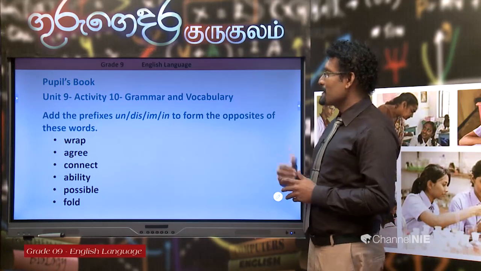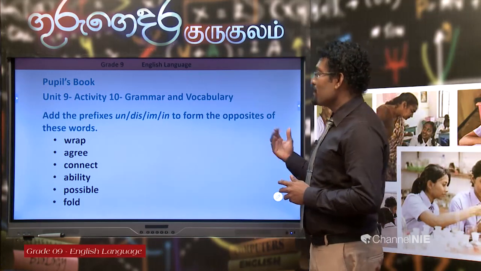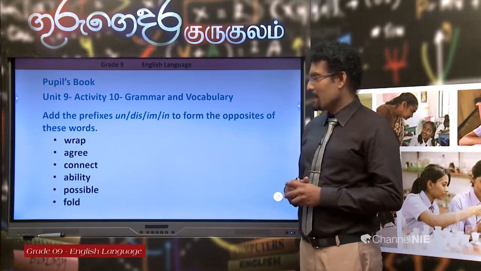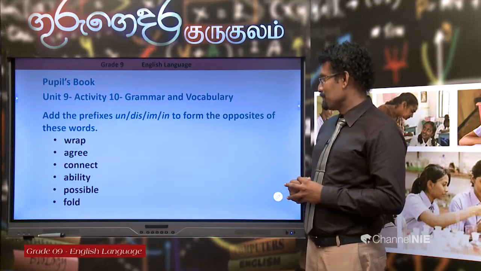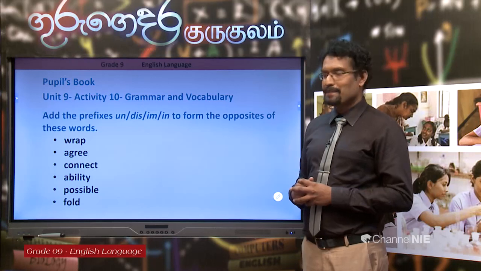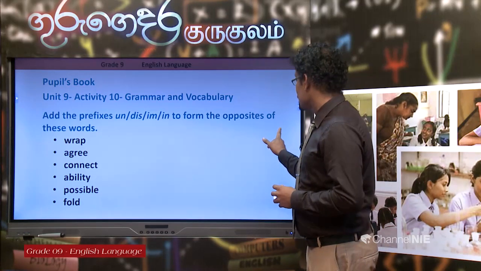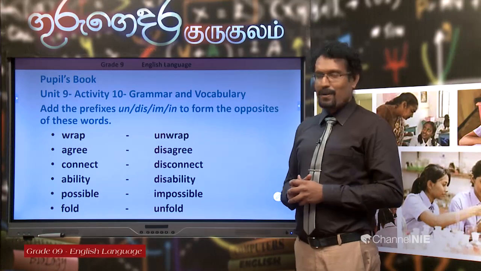Right. So, take some time and think about how you can add these prefixes to these base words: wrap, agree, connect, ability, possible and fold. Okay, check whether your answers are correct or not.